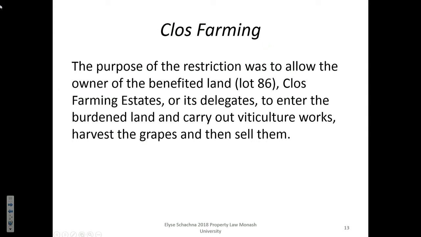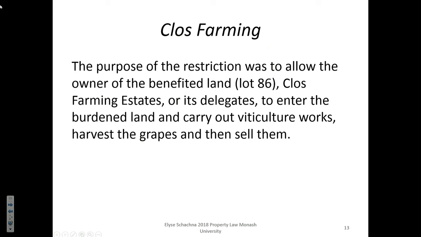So we're now looking at the case of Closs Farming, and the facts are as follows. Closs Farming operated a vineyard on lot 86 of a development. Residential lots surrounded the vineyard, such as lot 27, owned by Easton.